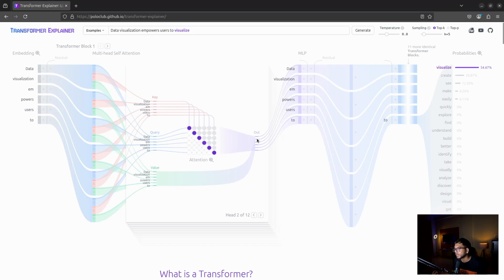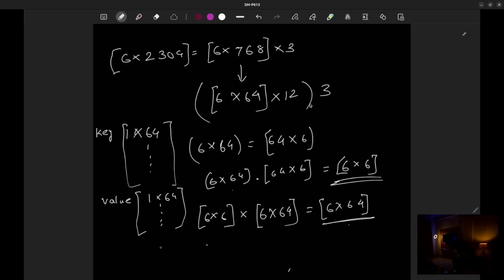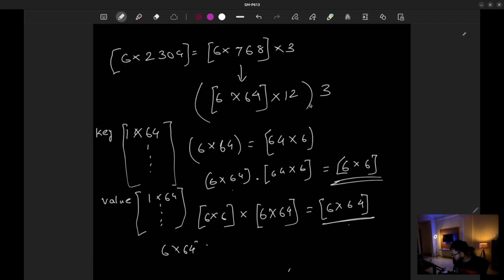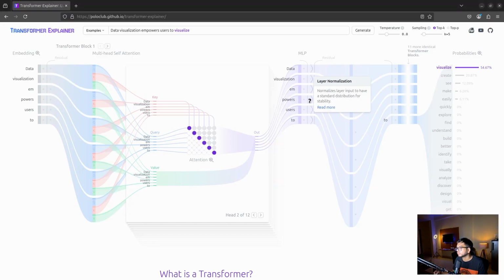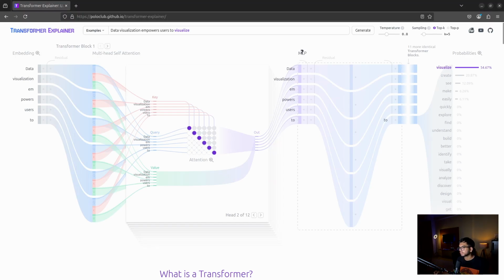After getting this value, we concat everything. This 6 into 64, we have 12 matrices, right? So these 12 matrices, if you combine all of that, we have 6 into 768 again. So whatever the input was, we got the same output. This output will now go into this MLP layer.